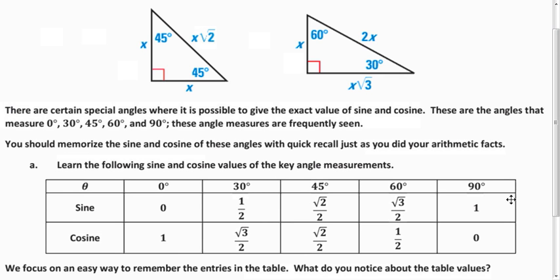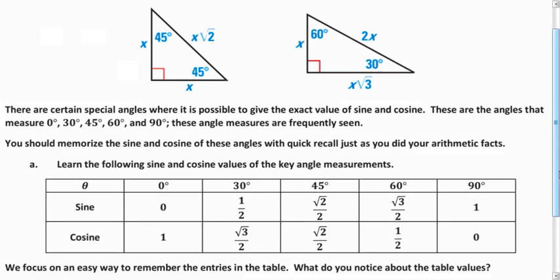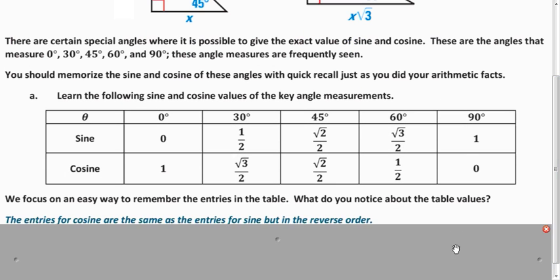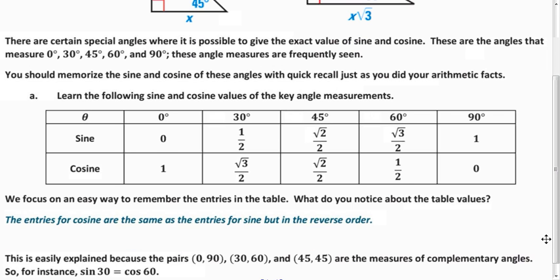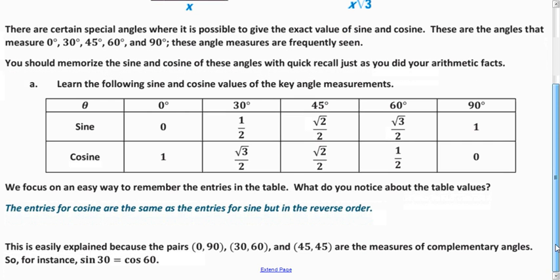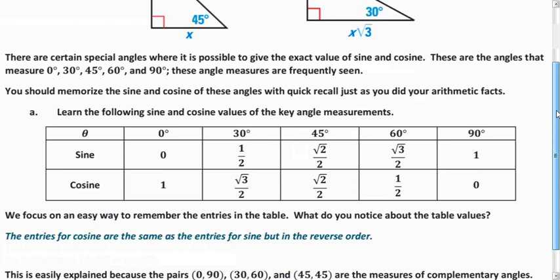What do you notice about the table values? Well, you just reverse the order. And that makes sense because 0 is the complement of 90, 30 is the complement of 60, 45 is the complement of itself. And so all of this relates. The second row is related to the first one based on what we learned in this lesson.